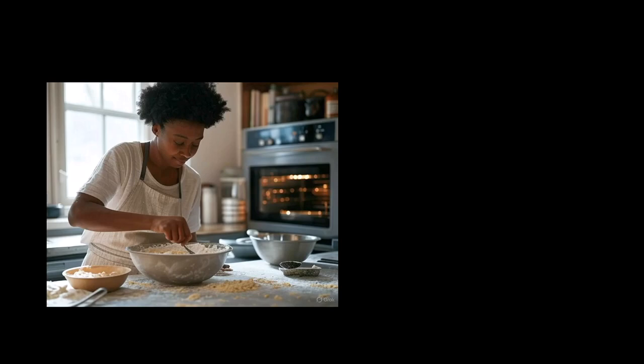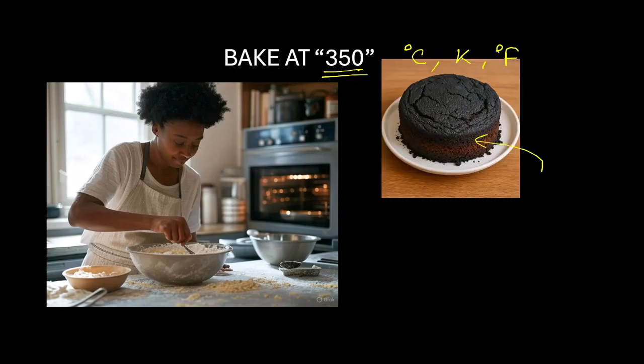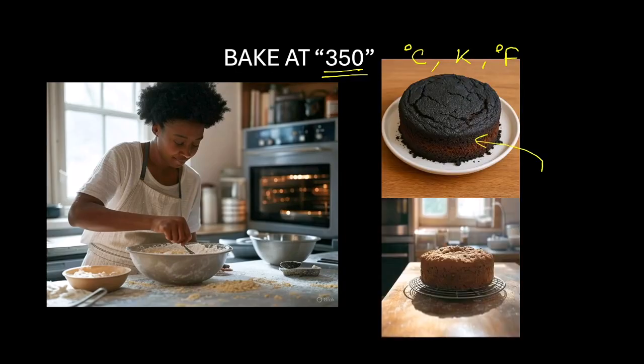Imagine you're baking a cake and the recipe simply says bake at 350. It doesn't mention anything about the units, whether it's degree Celsius, Kelvin, or degree Fahrenheit. Confusing, right? Use the wrong one and you might end up making a burnt mess instead of a delicious cake.